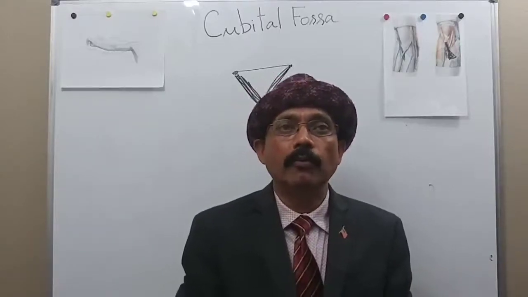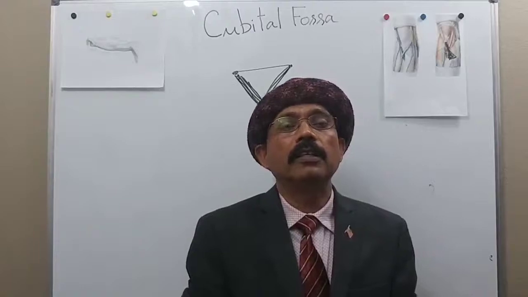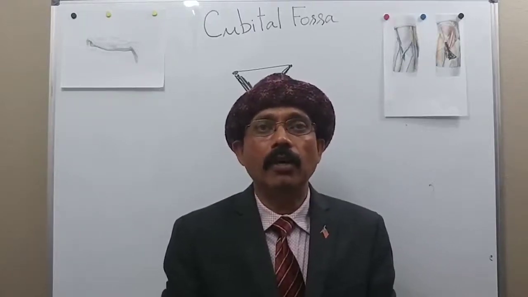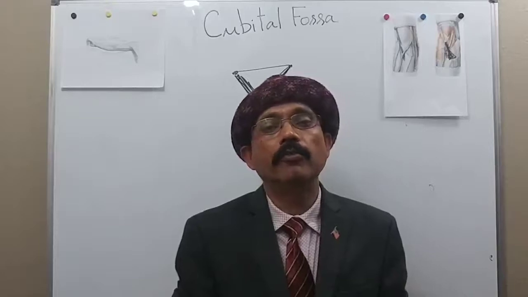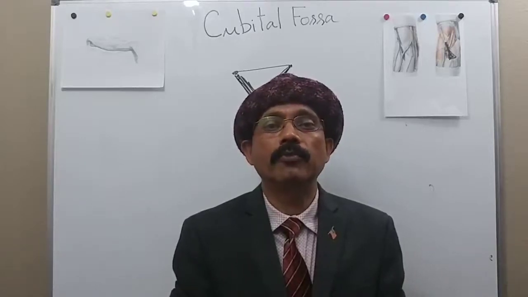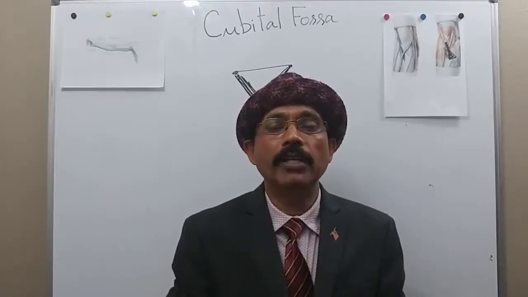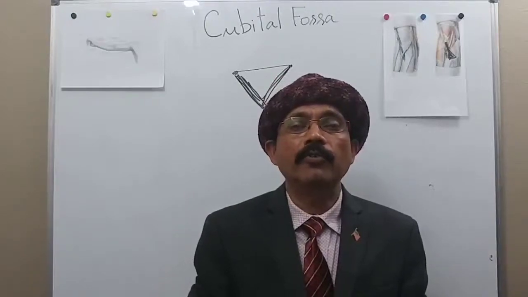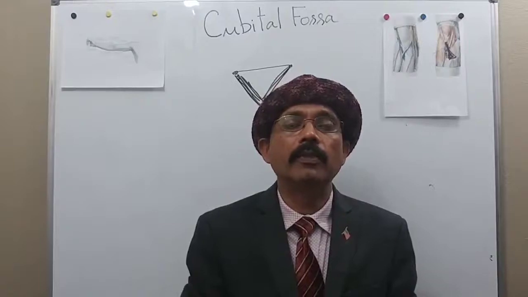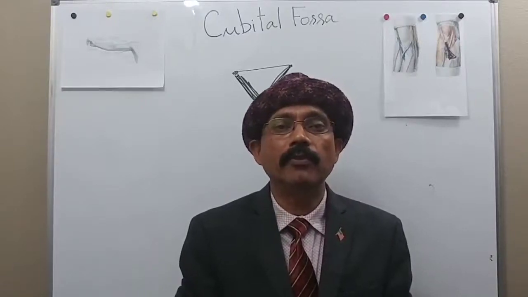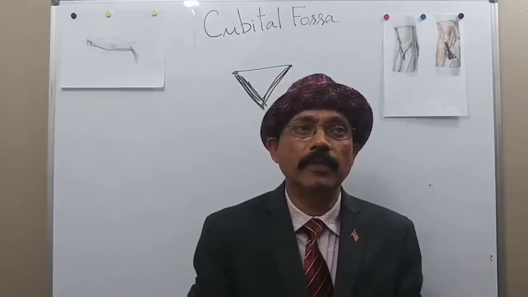What is the root value? C8, T1. We'll also get the lateral cutaneous nerve of the forearm, that is a continuation of what? That is a continuation of the musculocutaneous nerve at the elbow area. Okay, what is the root value of the lateral cutaneous nerve of the forearm? There should be C5, C6, C7.